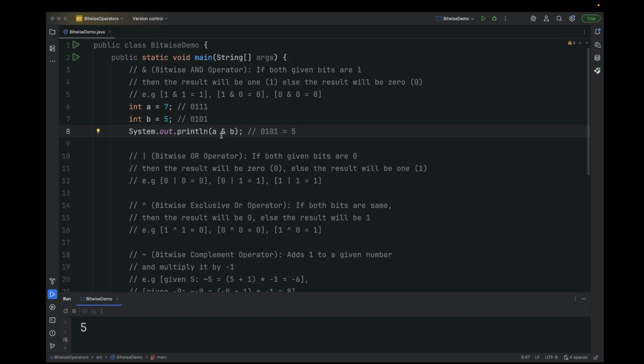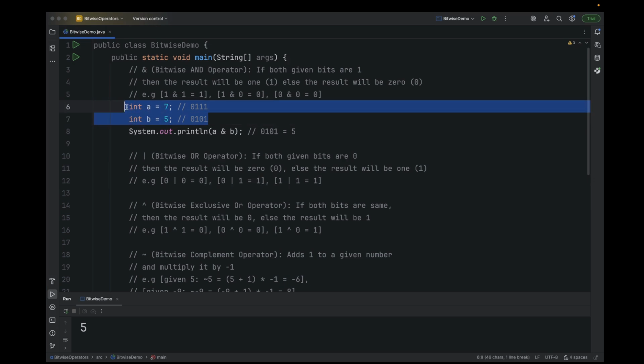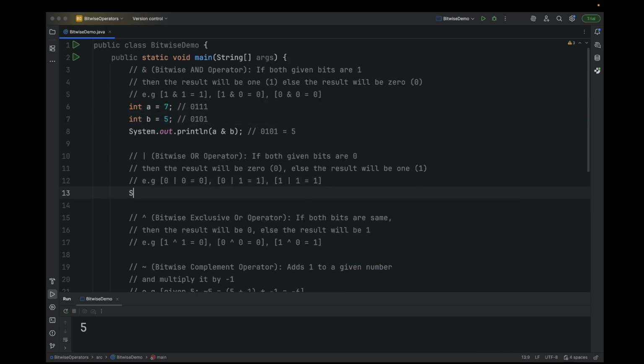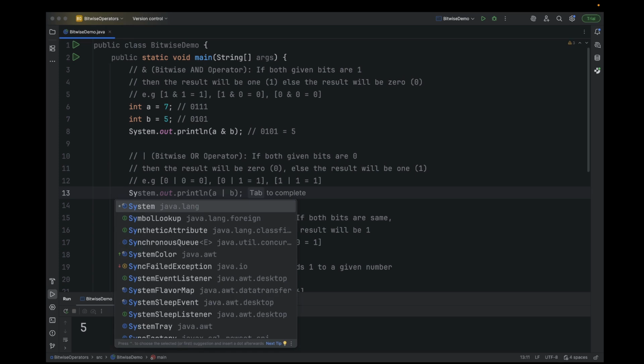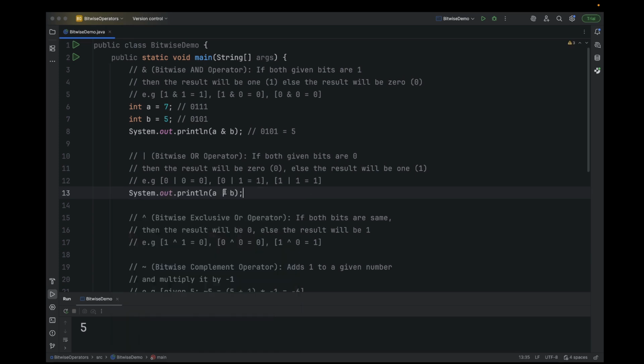So with this now, we should be able to find it for other ones, the OR operator. Let's still use the same integers that we have here so that we can do the calculation. So now, let's say we want to print out System.out.println A or B. That is the bitwise OR operator. It is represented with a vertical bar. And what is the definition? It says that if both given bits are 0, then the result will be 0. So it is only 0 when both bits are 0, else the result will be 1.